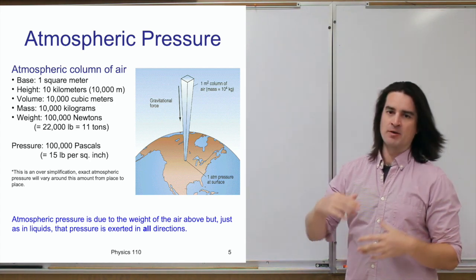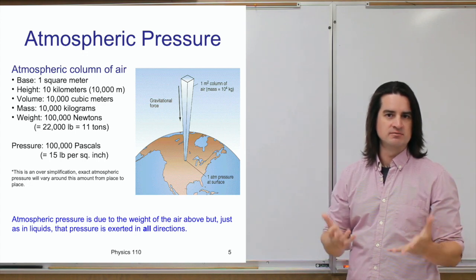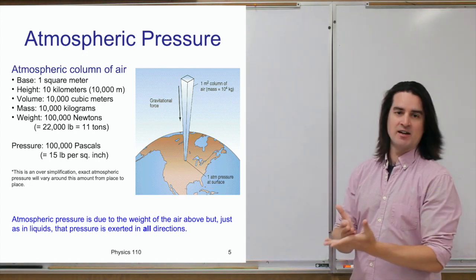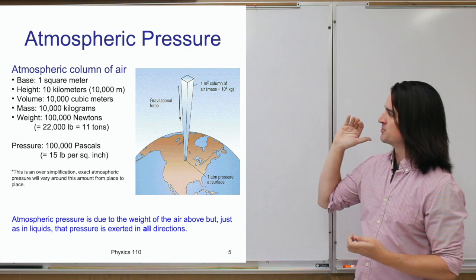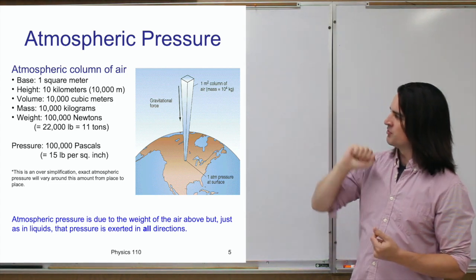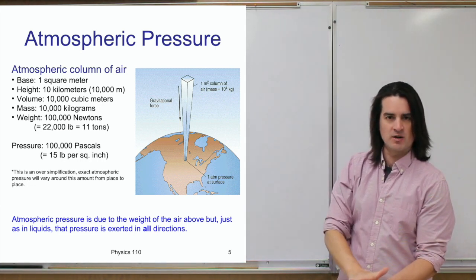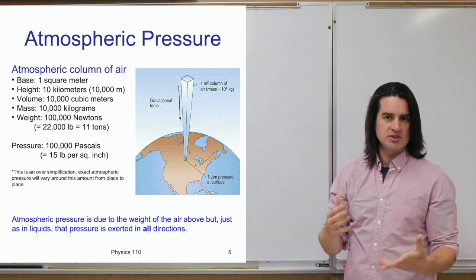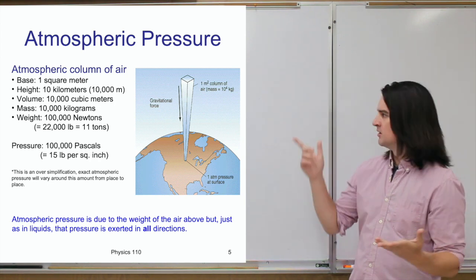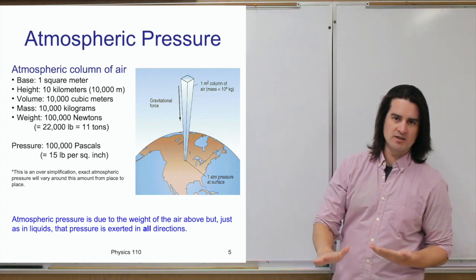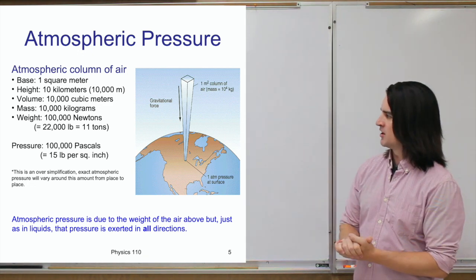And the weight of that air, remember if we have mass here on Earth, we just multiply by the acceleration of gravity, which is about 10 meters per second squared. So 10,000 kilograms multiplied by 10 meters per second squared gives us 100,000 newtons. That's the force of all that air pushing down on this square meter. So the pressure is equal to that force, 100,000 newtons, divided by the area, 1 square meter. We end up with 100,000 newtons per square meter, or 100,000 pascals.